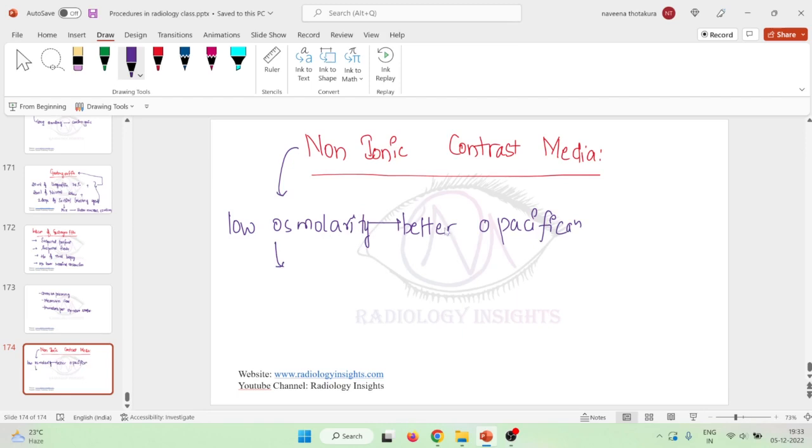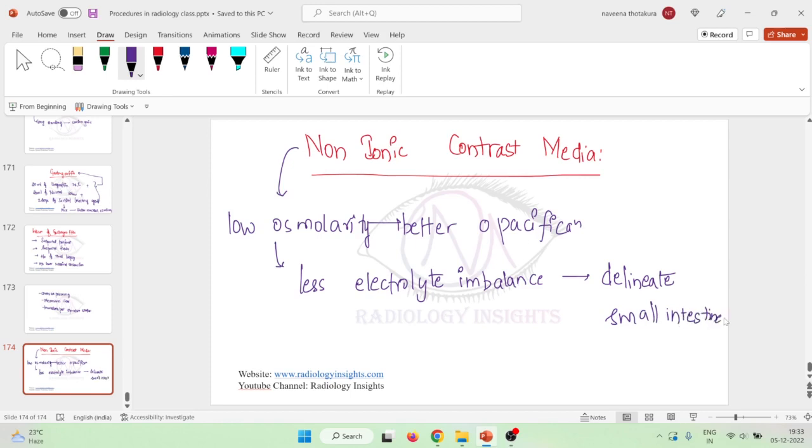And because of low osmolarity, there is less electrolyte imbalance. Electrolyte imbalance is less because if there is more osmolarity, then there will definitely be electrolyte imbalance. So it can delineate or differentiate small intestines better. But one side effect is that this non-ionic contrast medium is expensive.